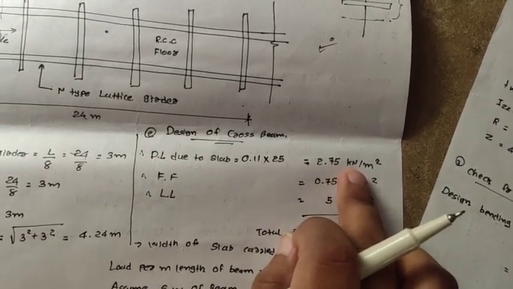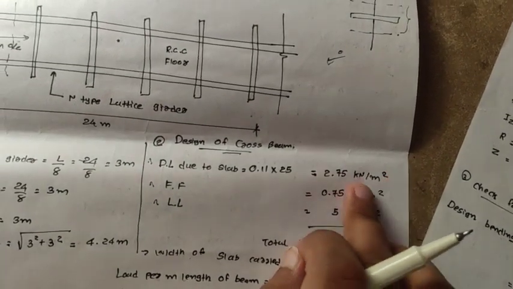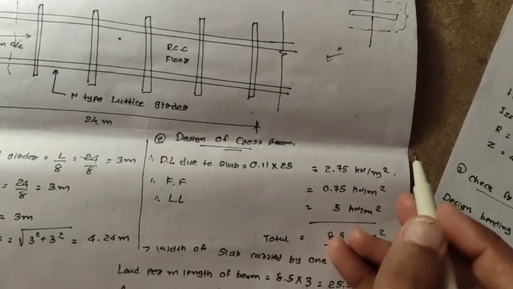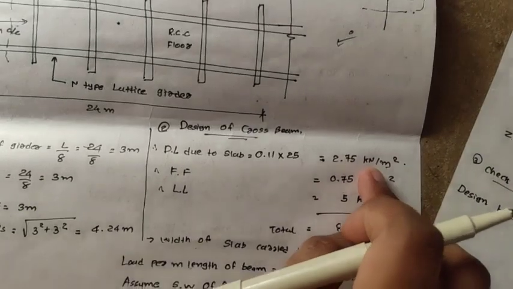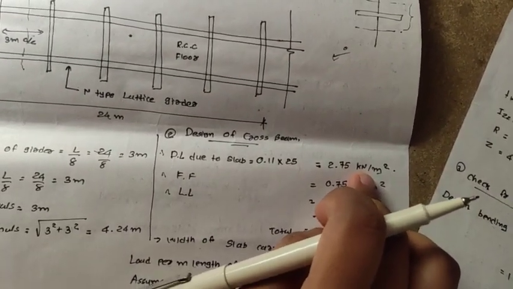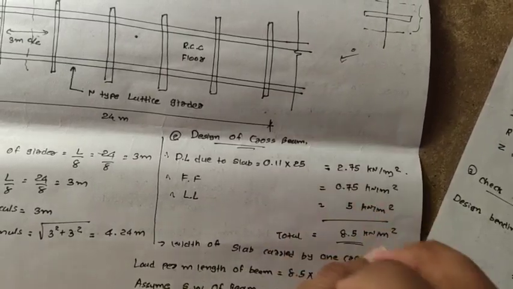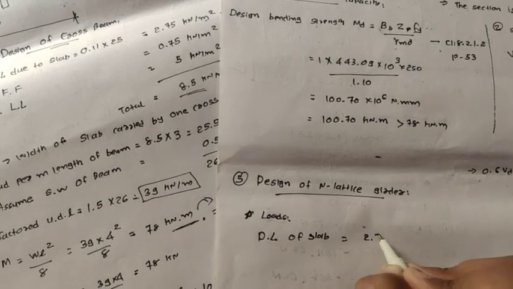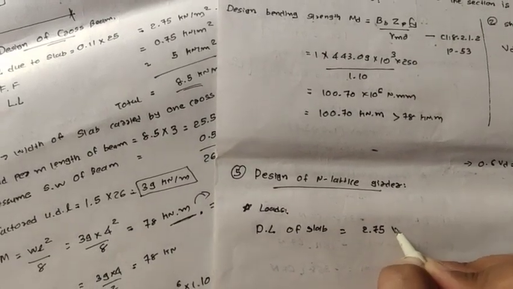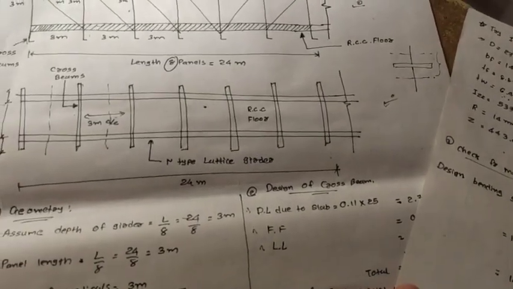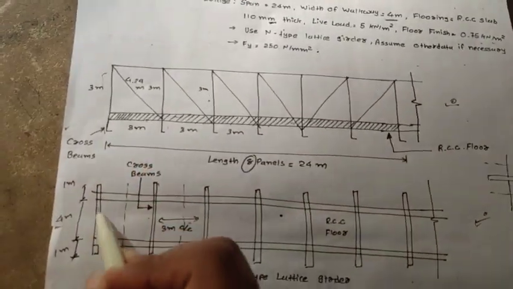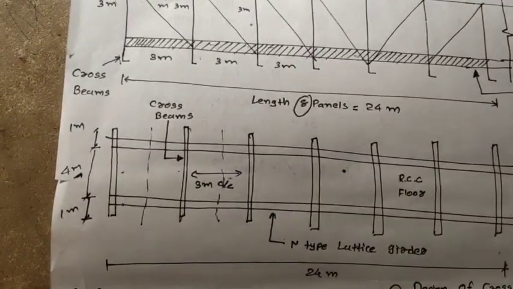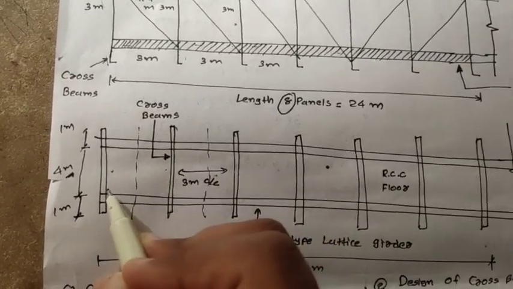UDL is generally counted in kilonewton per meter. The given dead load has the unit kilonewton per meter square, but we require kilonewton per meter, so multiply by its length. Now how do we consider this slab? The dead load of the slab is already 2.75. The slab width is 4 meters, as you can see in this figure.